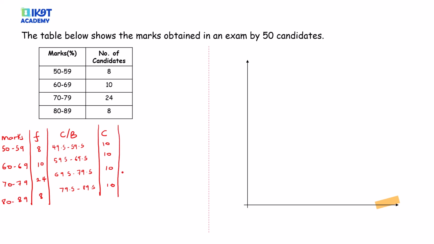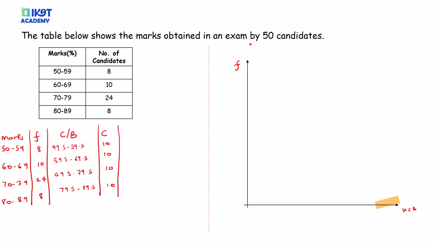So now we're here. We're going to plot the histogram. Here we are plotting the upper class boundaries. Here we are plotting the frequency. Why? Because the class intervals are the same. If the class intervals are not the same, we would have to add a column for frequency density.